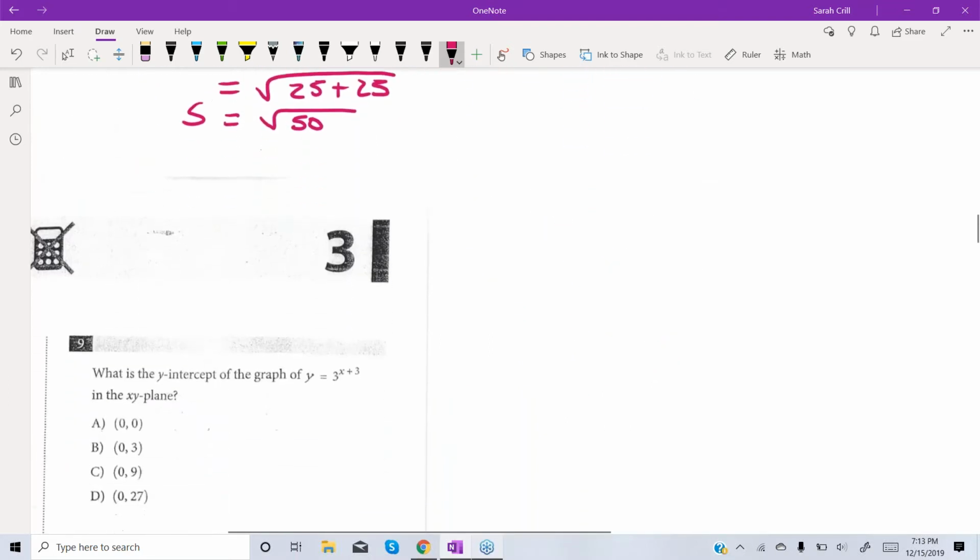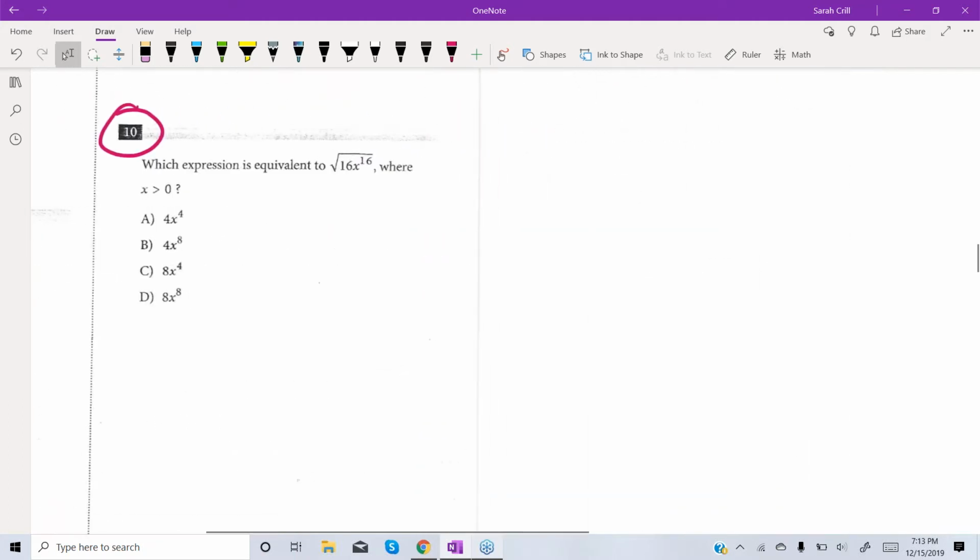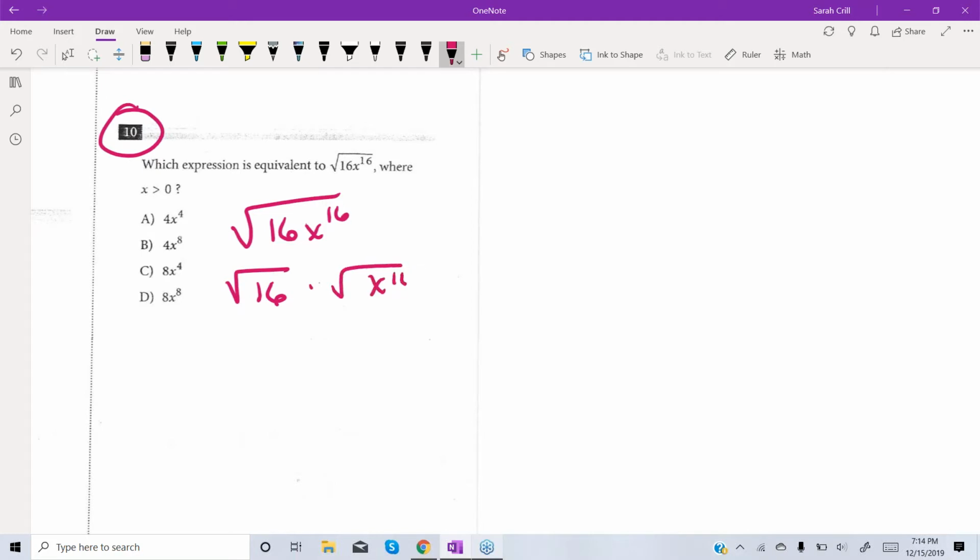Okay, so the next problem I set aside was this problem. So which expression is equivalent to this? All right, so if we have square root of 16x to the 16th power, we can use a rule that says we can separate it. Square root 16 times square root x to the 16th power. Well, if you know your root rules, the square root of 16 is 4. So that means C and D are out.